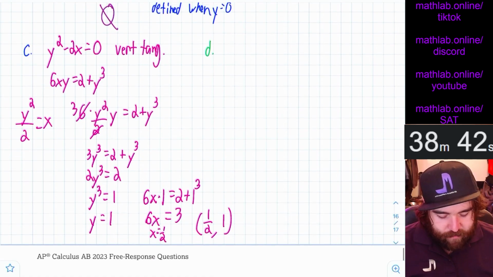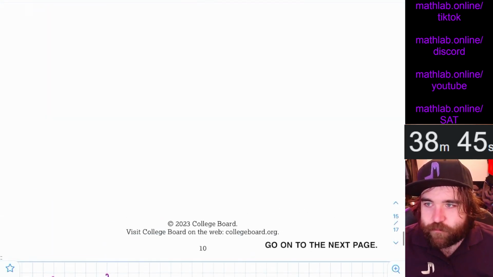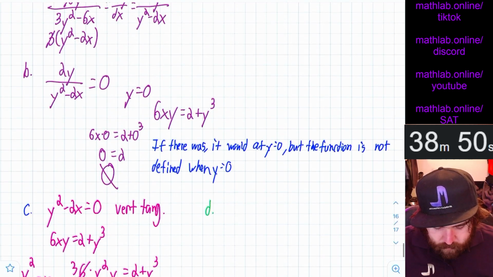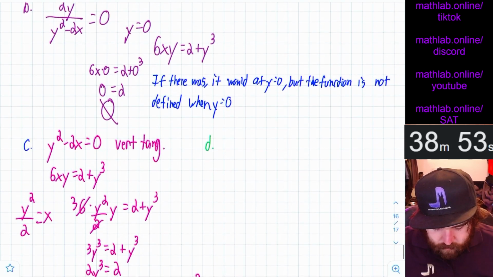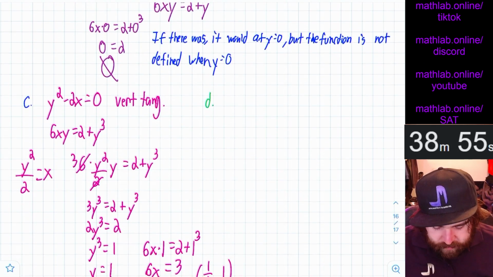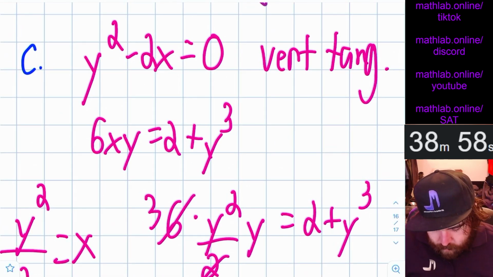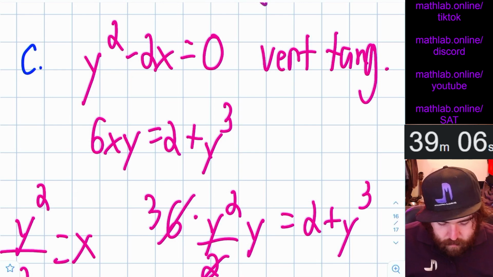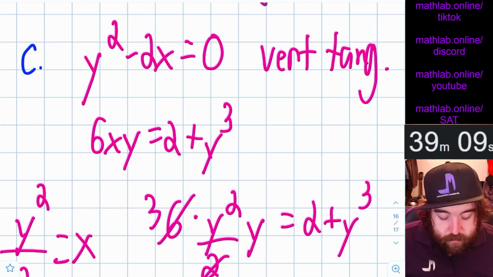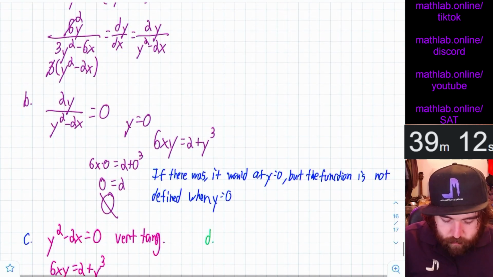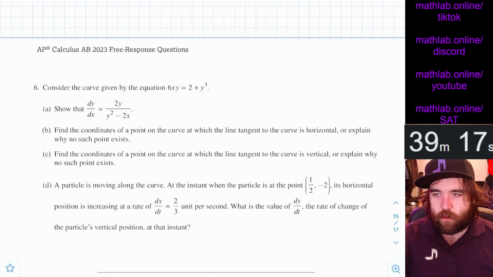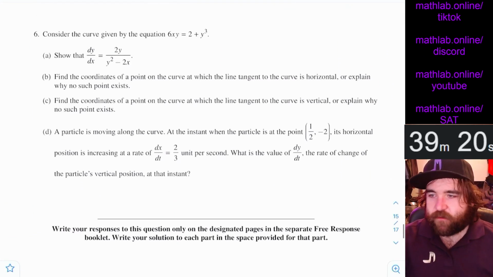Is (1/2, -2) on the graph? So x is 1/2. That's 3. -2 is -6. And that's going to be -2. That is on the graph. So you can have multiple 1/2s. It's a little scary, but that should be fine. Oh no, that's fine. Okay.